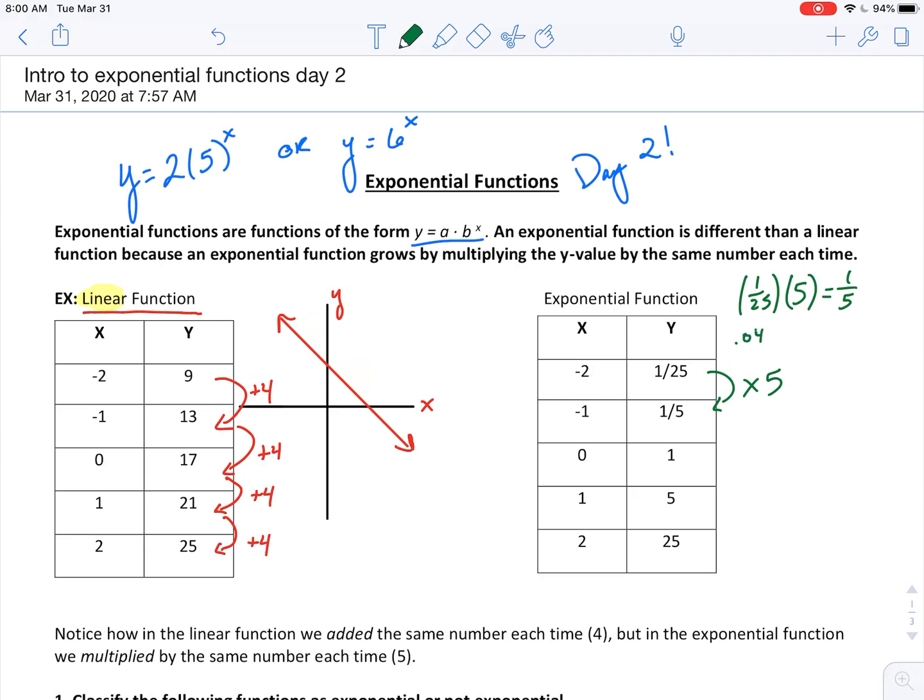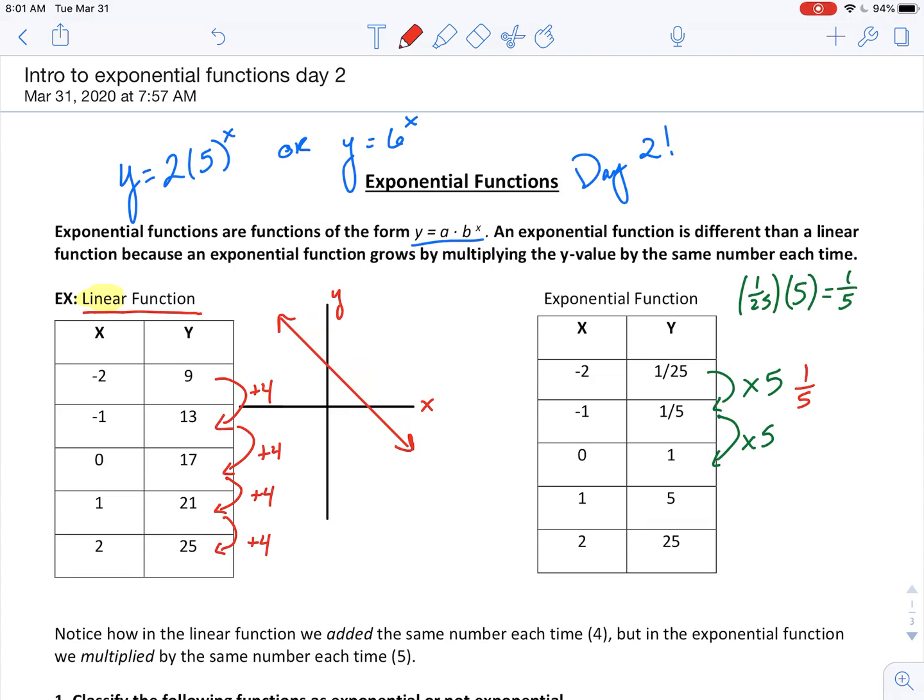And I could check that with a calculator. If I take 0.04 and I multiply by 5, do I get 0.2? And I do get 0.2, so I know that works. So always feel free to use a calculator to check all of these. Or from 1/5 to just 1, I'm still multiplying by 5.